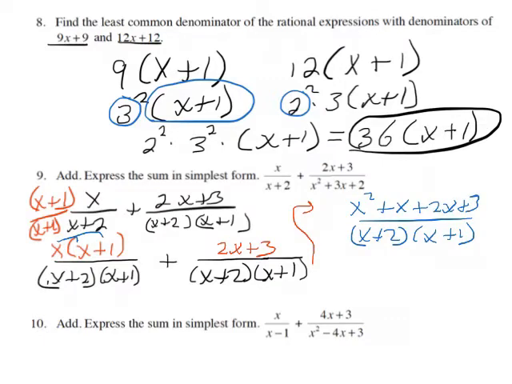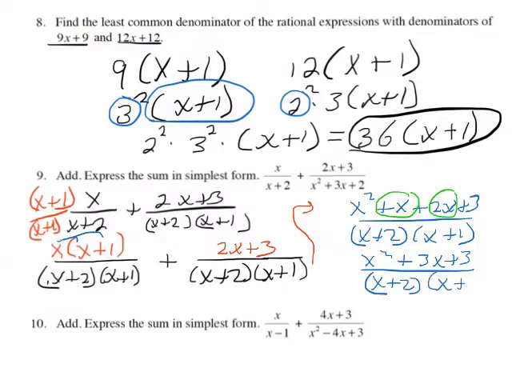Now I'm going to add like terms. Do I have like terms in here anywhere? Yes, we do. They're right here. So we're going to add these like terms together, and in adding those like terms together, I am going to get x squared plus 3x plus 3 over x plus 2 and x plus 1.